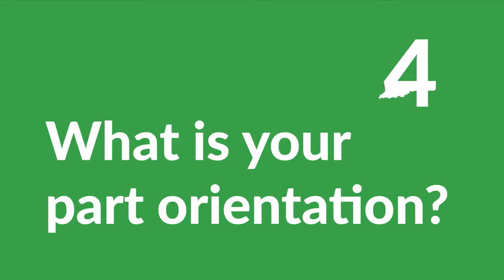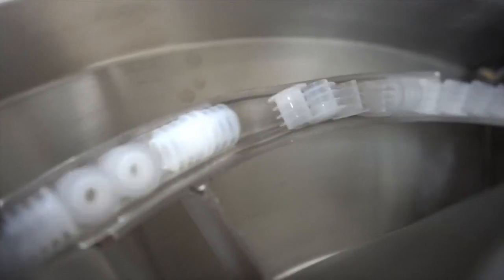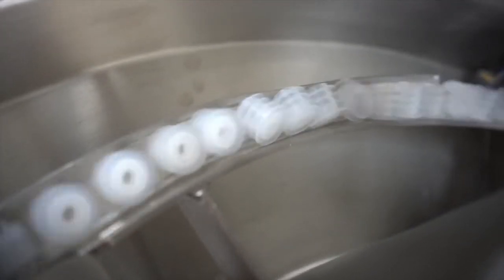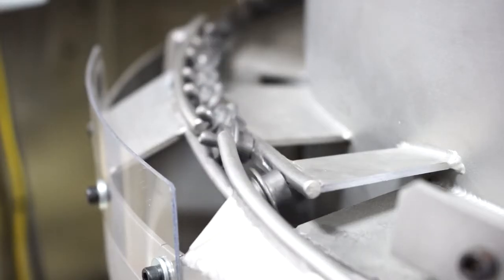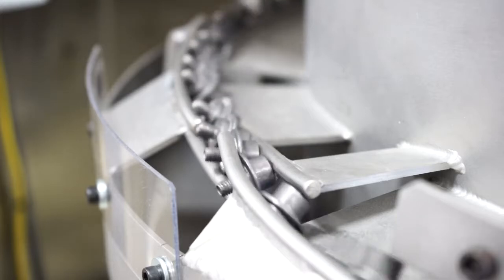4. What is your part orientation? The size and shape of your part will impact orientation, and so will weight and the laws of physics. The orientation of your part is crucial to building an efficient vibratory system. By understanding part orientation, we can improve efficiency, reduce steps, and increase the overall efficiency of a system.